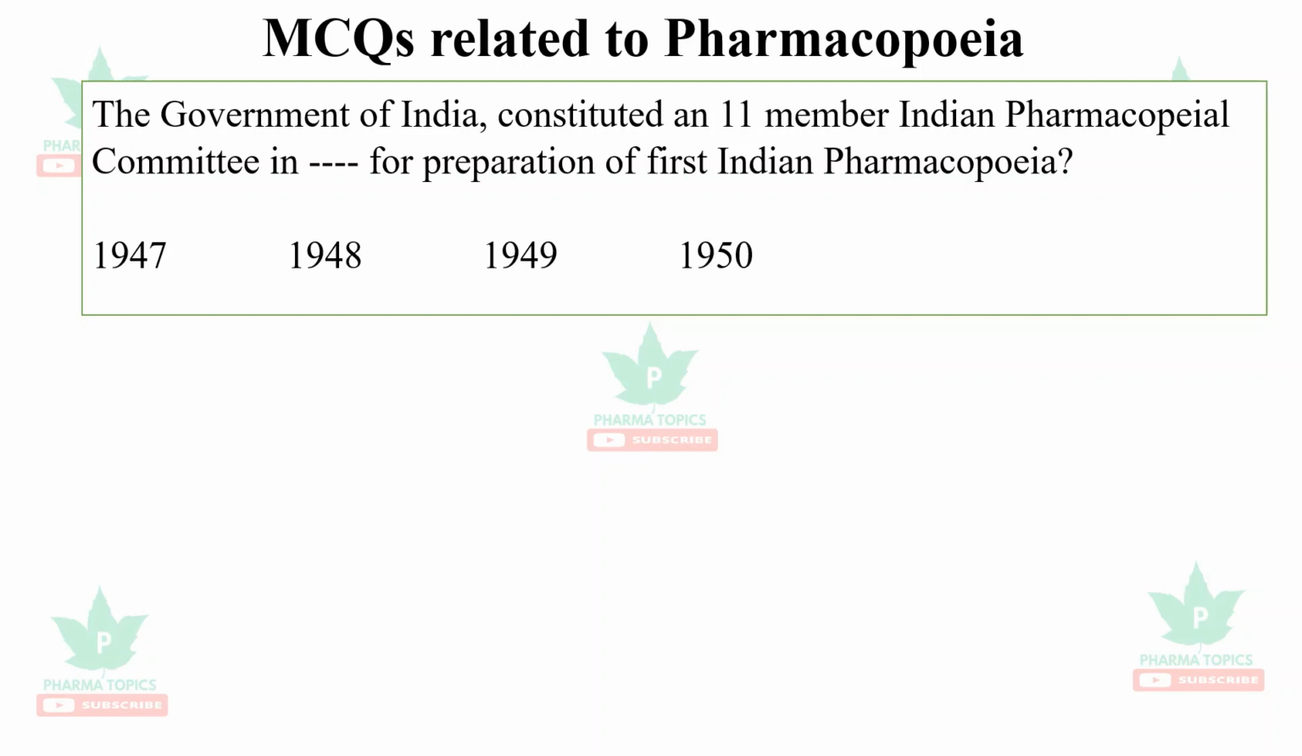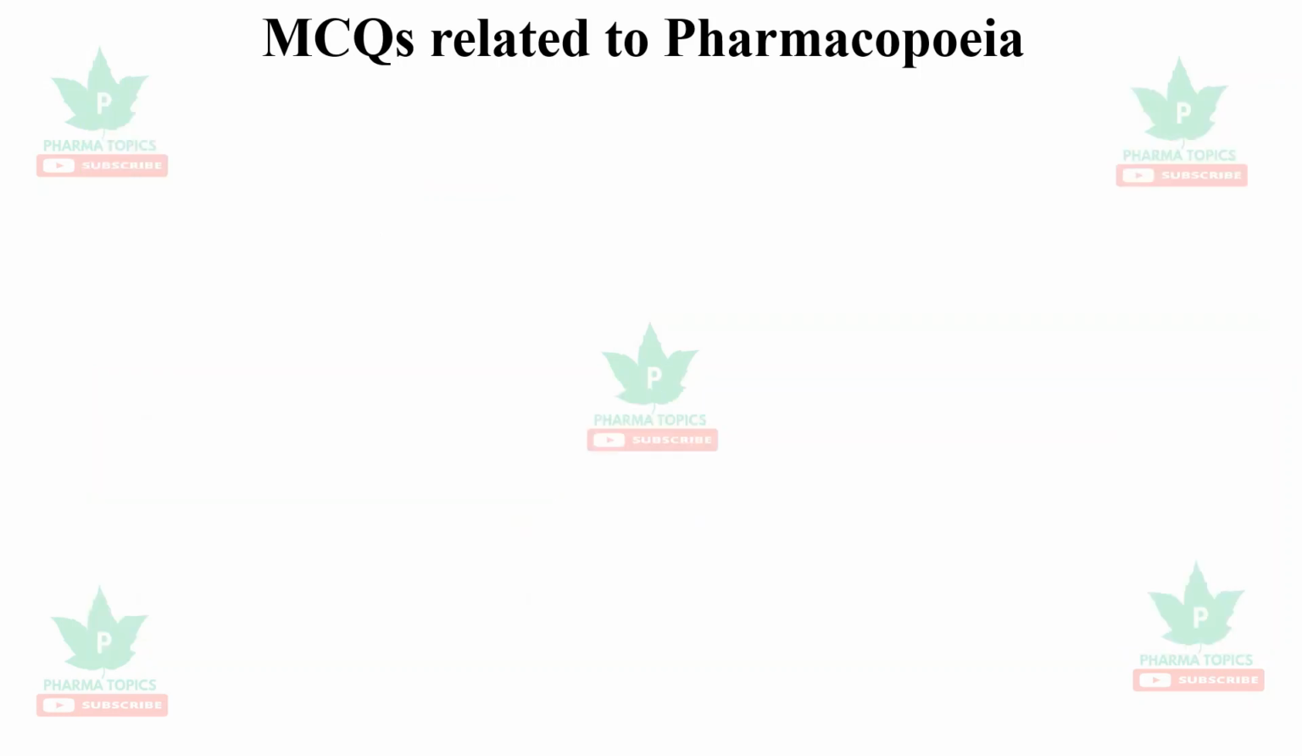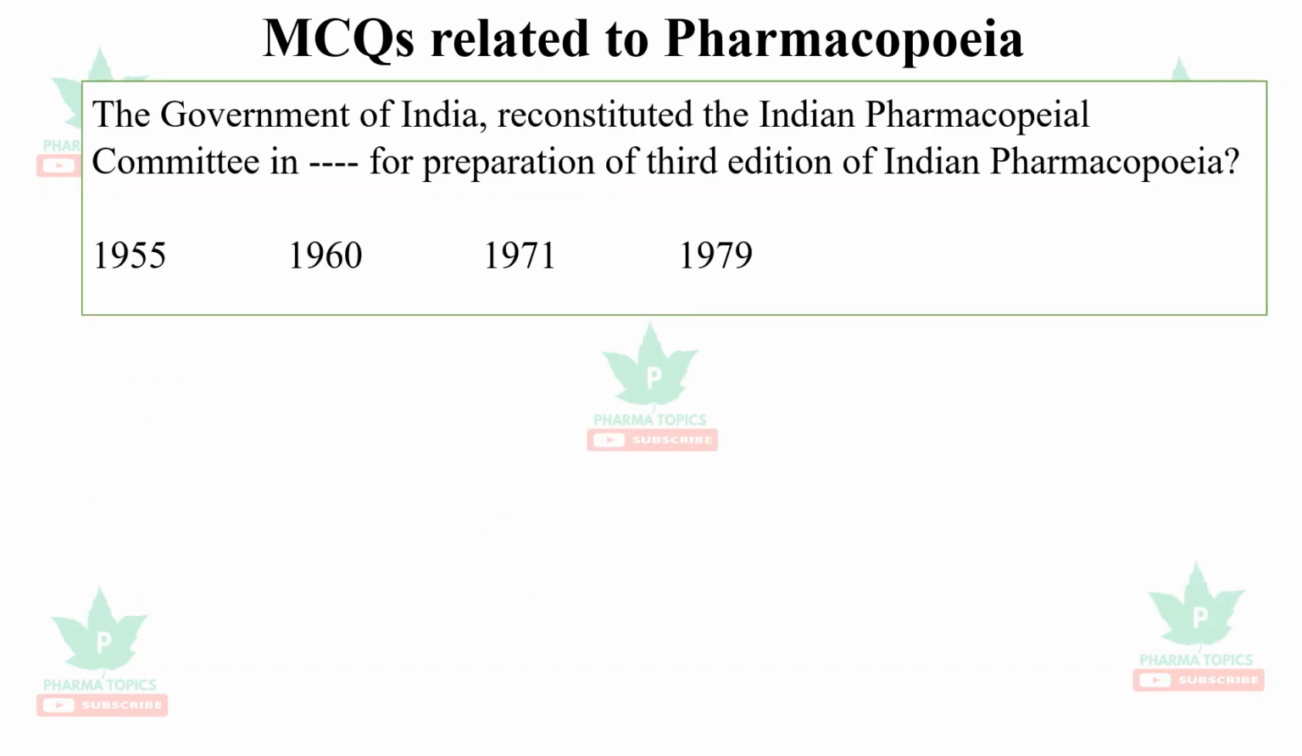The Government of India constituted an 11-member Indian Pharmacopoeia Committee in dash for preparation of the first pharmacopoeia. It is 1948. Who was the chairman of the first Indian Pharmacopoeia Committee? I was given the options Lieutenant Colonel R.N. Chopra, Dr. B.N. Ghosh, Dr. P.K. Pradhan, Dr. Naresh Dayal, and it is Dr. B.N. Ghosh. The Government of India reconstituted the Indian Pharmacopoeia Committee for the preparation of the third edition of Indian Pharmacopoeia.